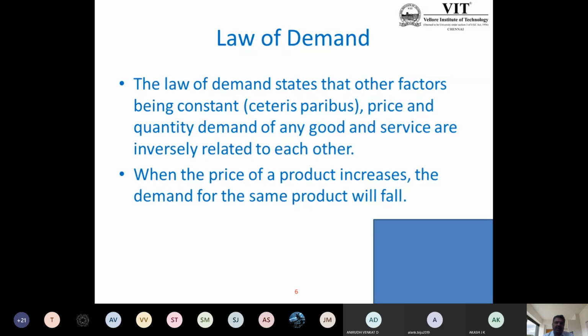In fact, putting the understanding of demand curve in the form of a statement gives law of demand. Law of demand states that the other factors being constant, ceteris paribus, the price and quantity of the demand of any goods and service are inversely related to each other. That means when the price of the product increases, the demand for the same product will reduce.